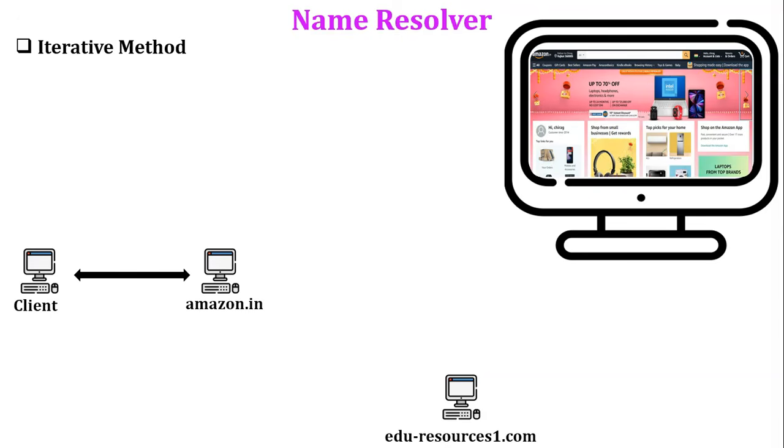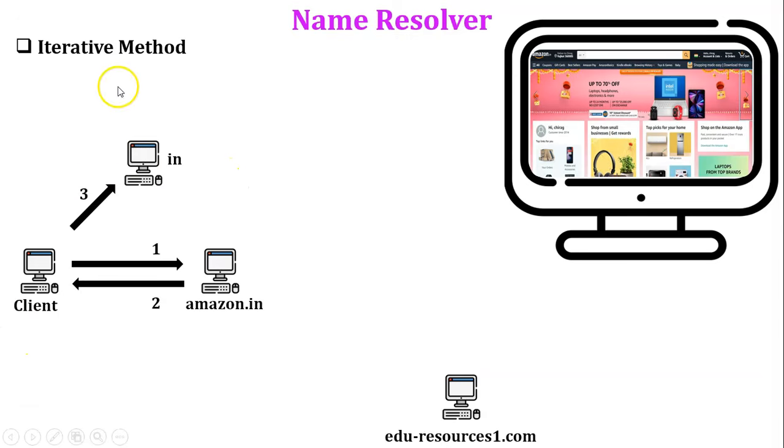If the client does not ask for a recursive answer, the mapping can be done iteratively. So the client sends a request to the currently accessing web server, which here is amazon.in. The amazon.in web server cannot evaluate the query, so it provides the IP address of the upper level authority to the client. So the user passes this query to the upper level authority, which here is the top level domain .in. Again, the top level domain .in cannot evaluate that query and provides the upper level authority IP address to the client.